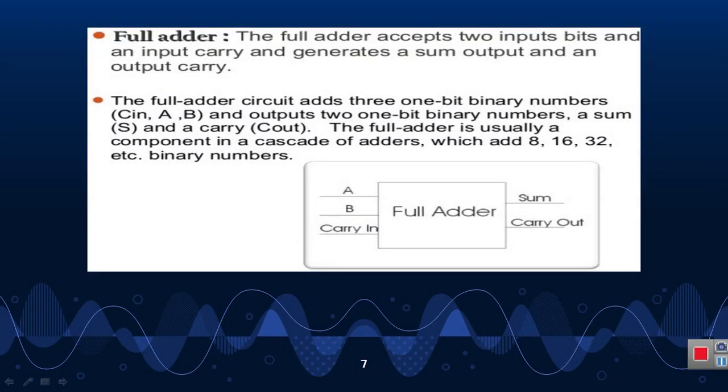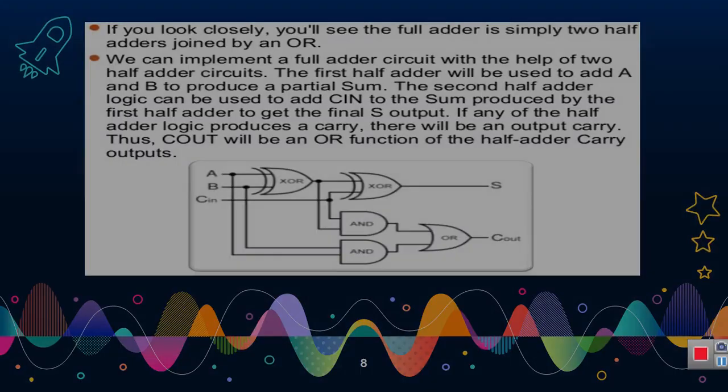Now let's see about full adder. The full adder accepts two input bits and an input carry and generates a sum output and an output carry. The full adder circuit adds three 1-bit binary numbers and outputs two 1-bit binary numbers, a sum and a carry. The full adder is usually a component in a cascade of adders which add 8, 16, 32, etc. binary numbers.